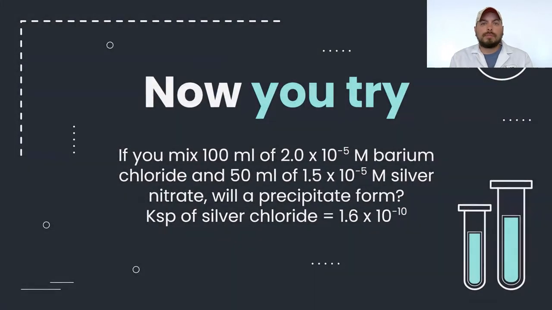All right, so how about you try one? I'm going to combine two solutions here. We have barium chloride and silver nitrate, and we're combining them together. So I want you to solve this and determine, will a precipitate form? Once you do, come back and we'll explain together.